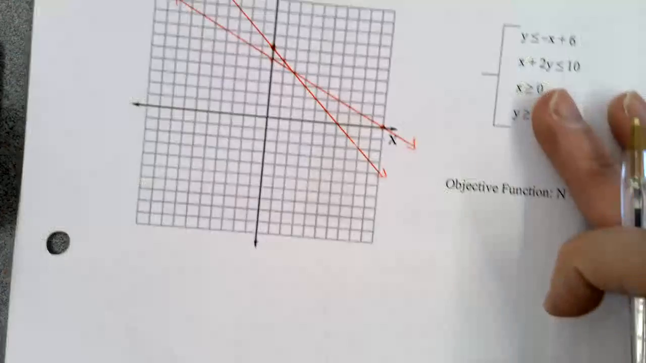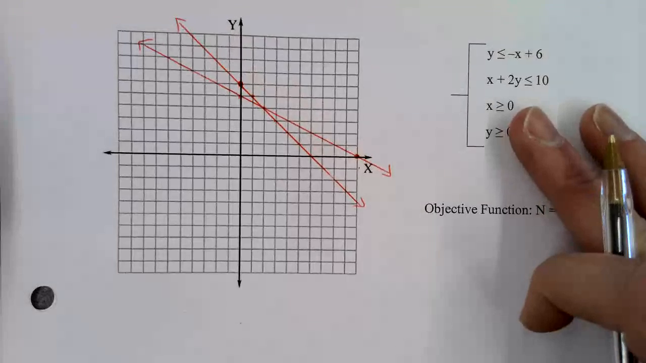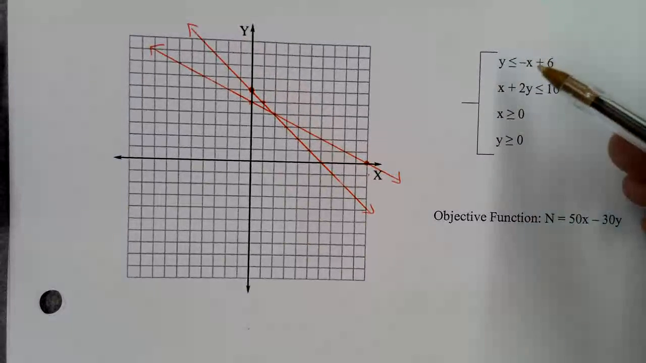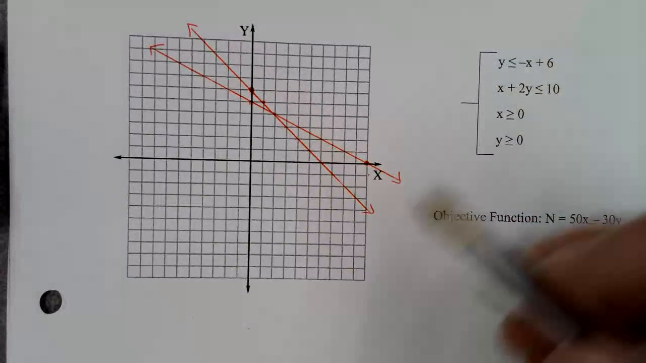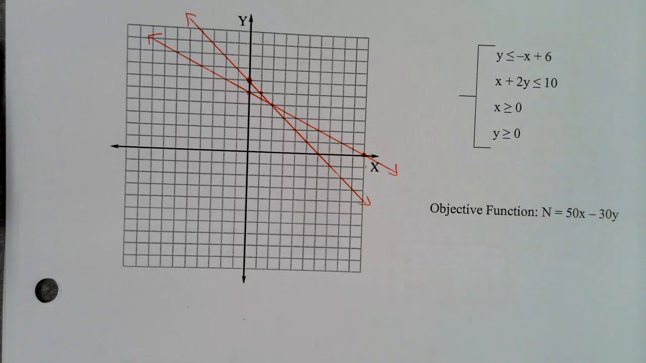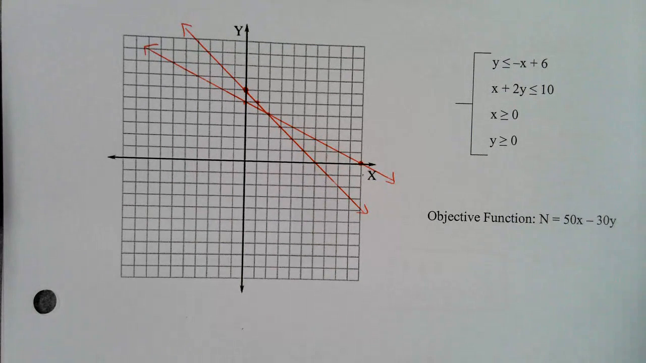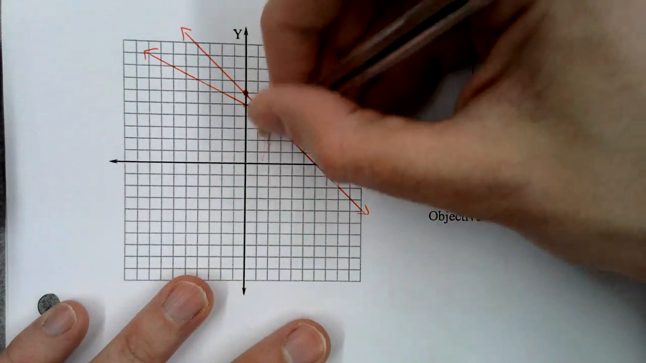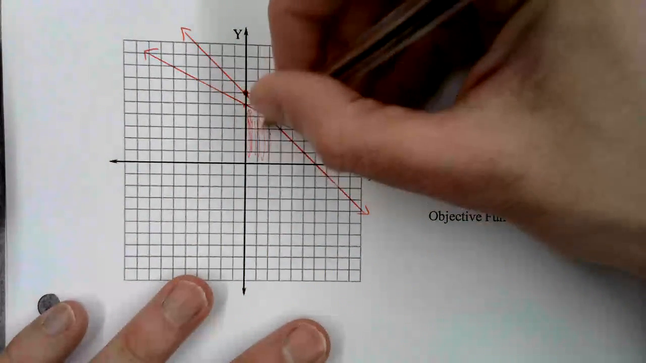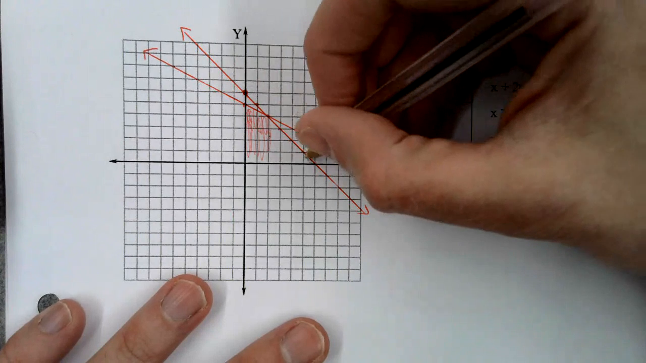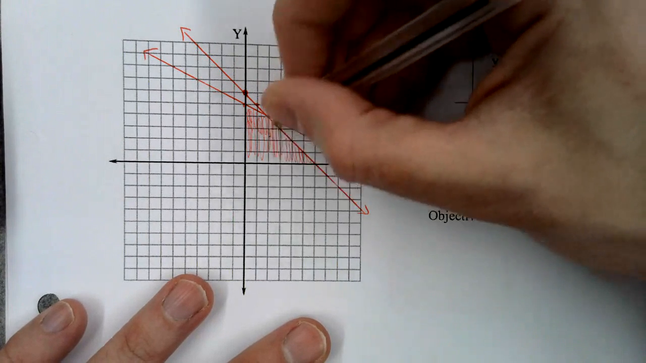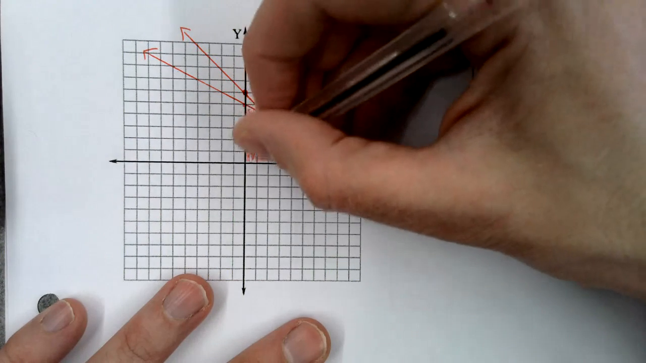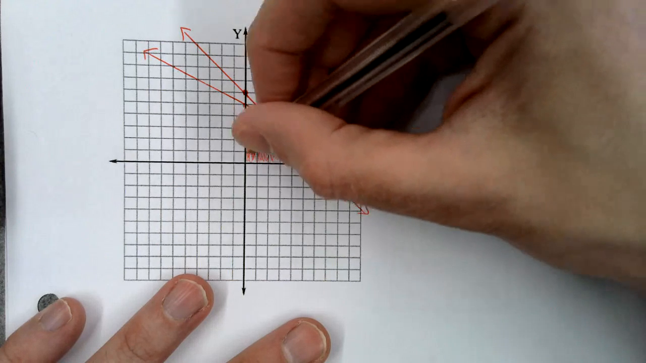Figure out the shading by picking a test point. If you test 0, 0, you get 0 is less than or equal to 10, which is true. So you're going to shade below that line. X is greater than 0 and y is greater than 0 means you're going to be in the first quadrant. So this is going to be the feasible region right here. Do it in red. This is the feasible region.